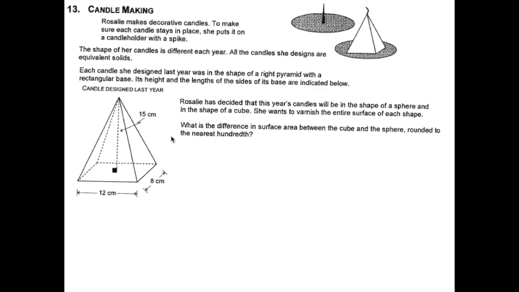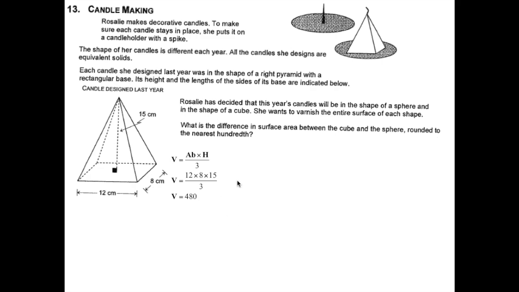So to figure out the cube's volume and the sphere's volume, we're going to have to figure out the volume of the pyramid. Now, the volume of a pyramid is the area of its base times its height divided by 3. And the area of the base is 12 times 8. The height is 15, so 12 times 8 times 15 divided by 3. 3 goes into 15 5 times. 5 times 8 is 40. 40 times 12, well, 4 times 12 is 48, so 40 times 12 is 480. So the volume is 480.